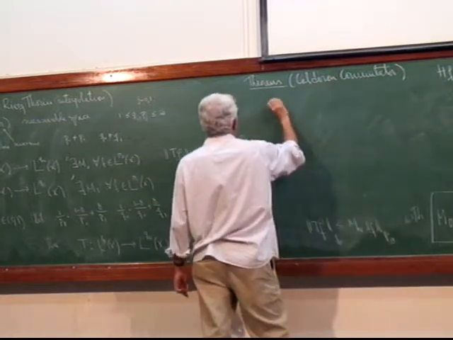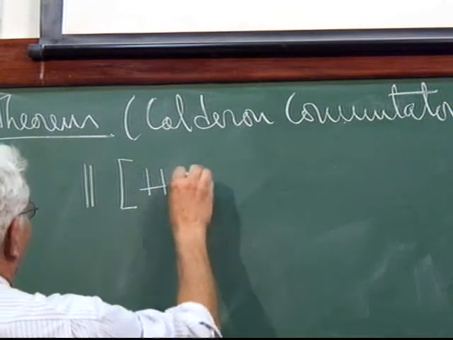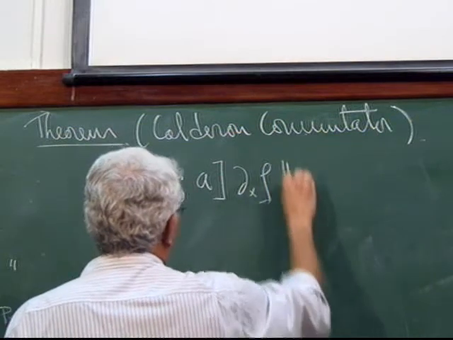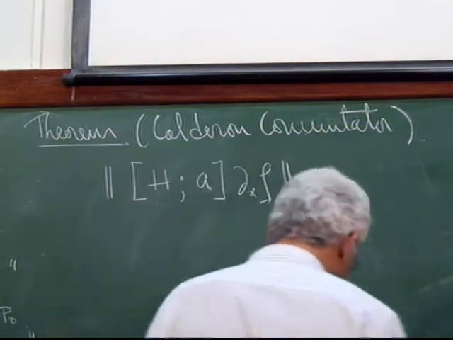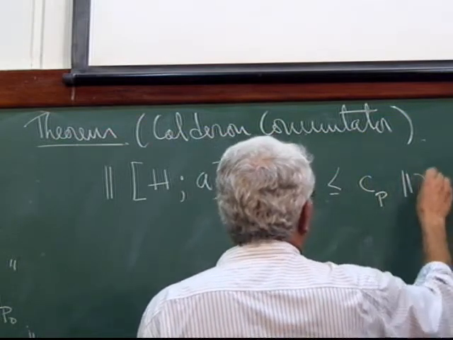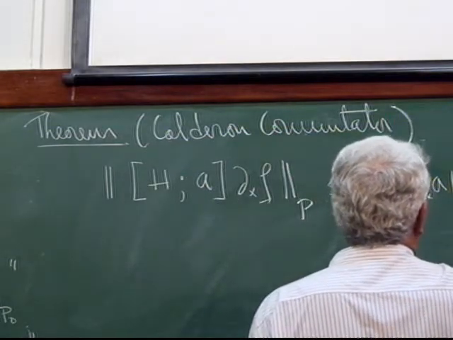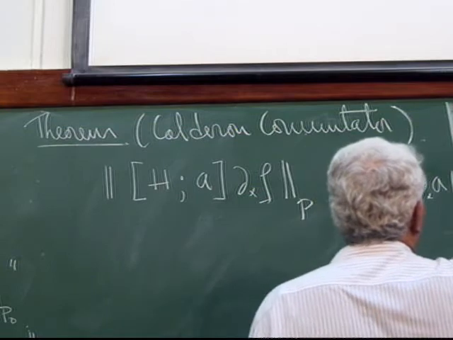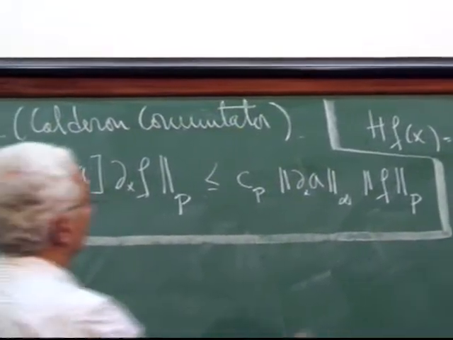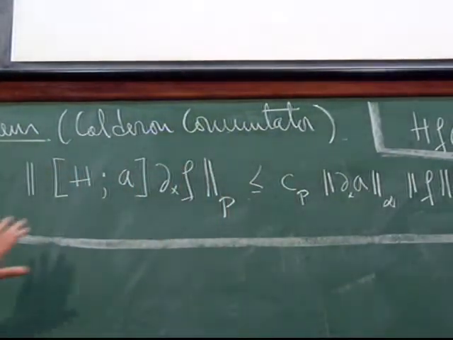It says the following: if you commute the Hilbert transform with a multiplication by A in L^p, this is less than some constant that depends on p, the derivatives of A in L infinity, times the norm of f in L^p. Okay, let's try to understand this.